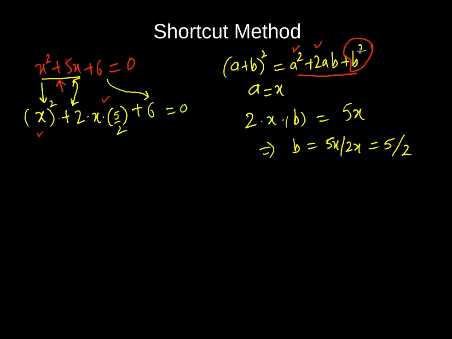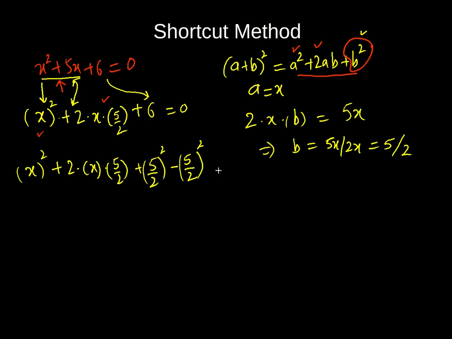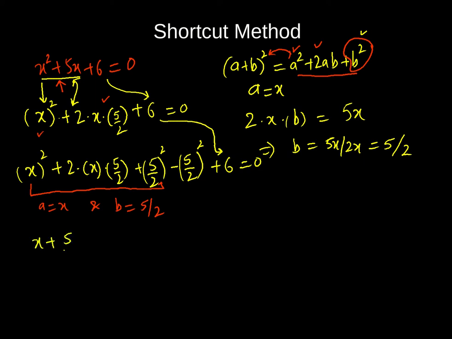To complete this formula, we need to add b square, that is (5 by 2) whole square. Adding b square, that is (5 by 2) whole square, imbalances the original equation. So to balance it, subtract (5 by 2) whole square. This constant 6 is copied as it is. Now this part is a square plus 2ab plus b square, where a is x and b is 5 by 2. This can be written as (a plus b) whole square, that is (x plus 5 by 2) whole square, following this formula. Now the equation becomes (x plus 5 by 2) whole square minus (5 by 2) whole square plus 6 is equals to 0.